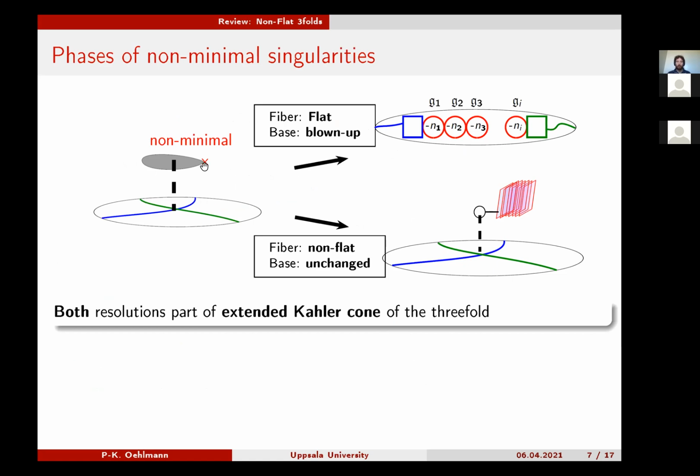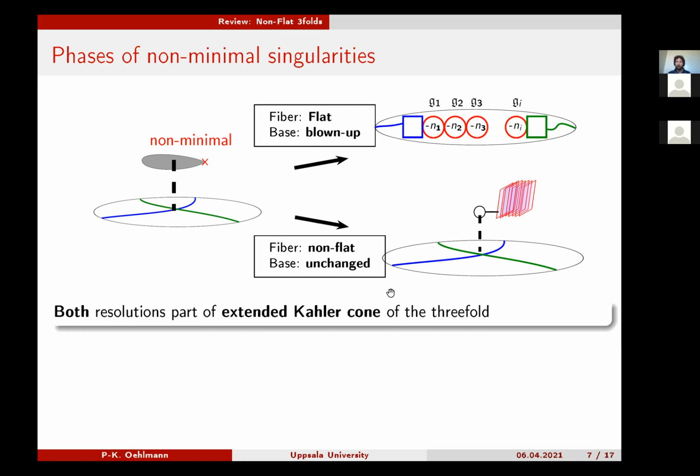You have a non-minimal fiber singularity, and I have these two different phases. I have a resolution phase where I blow up the base and I keep the fiber flat, or I have a different phase where I can blow up my fiber in a non-flat way, but I keep my base unchanged. And the interpretation is that these two different resolutions are just part of the extended Kähler cone of the Calabi-Yau threefold. And for that reason, they have to have the same dimension of resolutions.